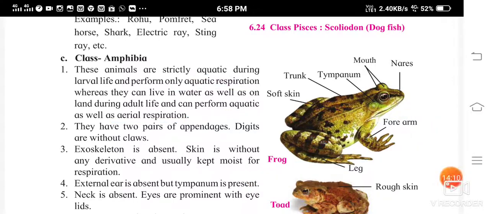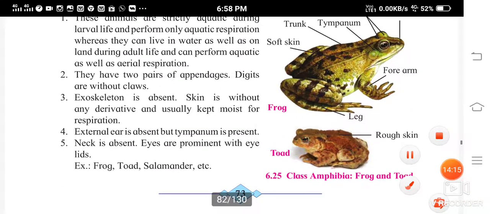Then see, external ear is absent. You do not find any external ear. You are having a pinna on the outside, yes, but here in the case of frog, there is no external ear, but tympanum is present. You will find a tympanum, it is present. Neck is absent. Do you find any neck in the frog? No, there is no neck.